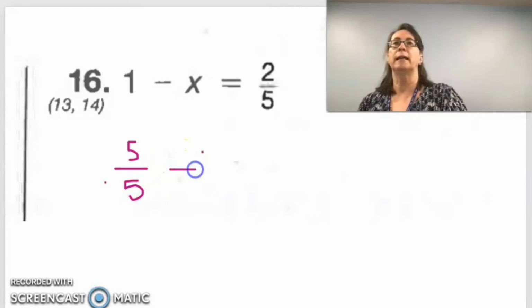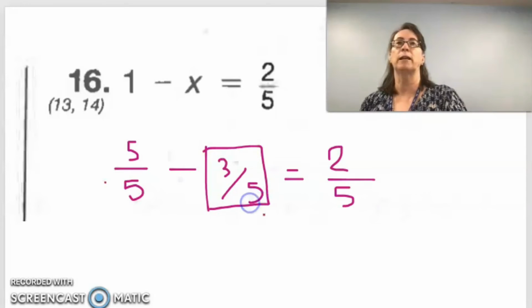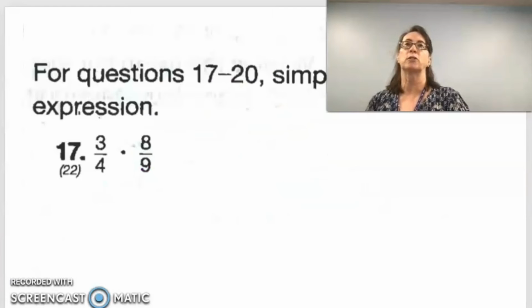5/5 minus something is 2/5. Okay, can you tell me by inspection what would go in there? 3/5, right? 5/5 minus 3/5. That's the easiest way to do that one. Another way to do it is multiply everything by 5 and get rid of the fraction. But we're just doing it by inspection right now.